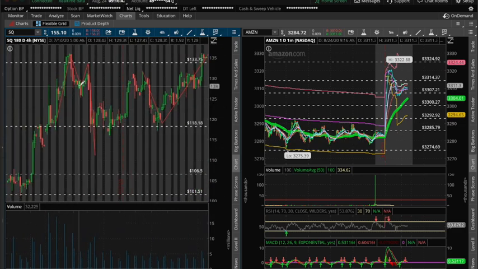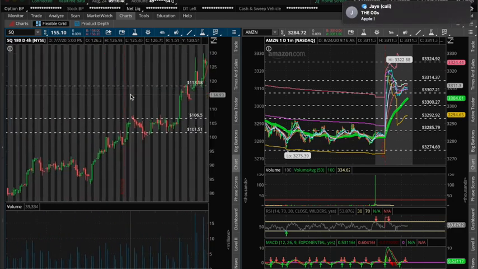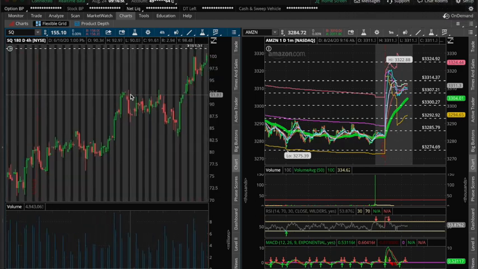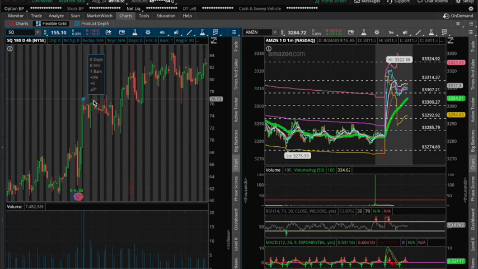Here goes another double bottom. I mean double top. Double top. Double top. Two in a row. Bull flag. All right, flagpole, bull flag, breakout. This took a few days, but you have to be patient when you're trading.